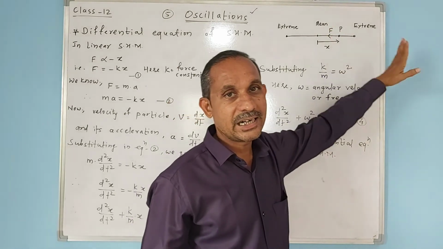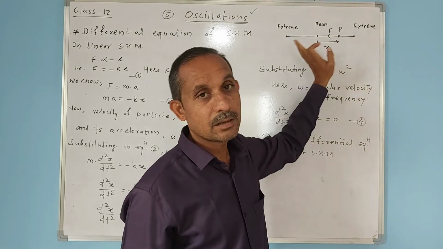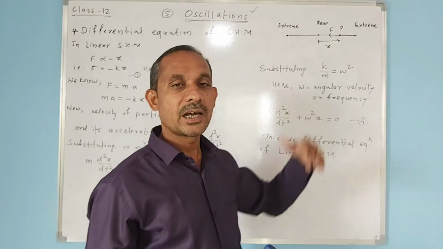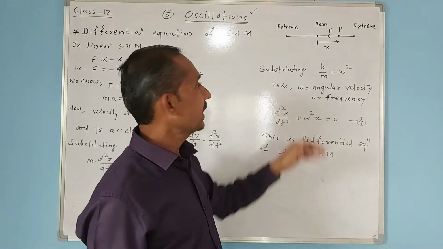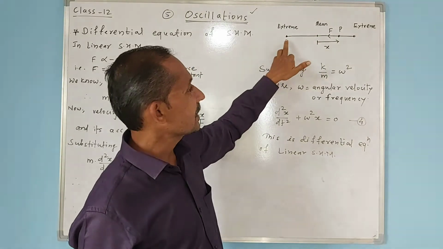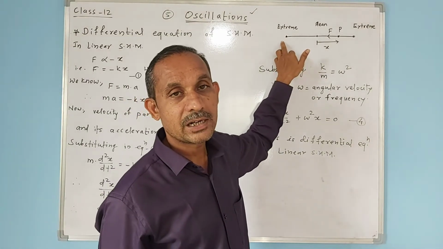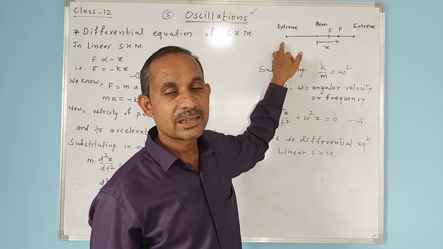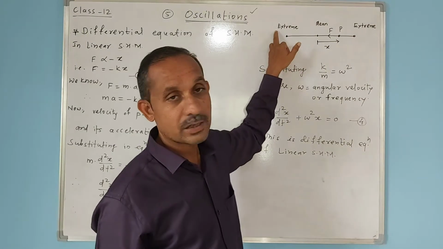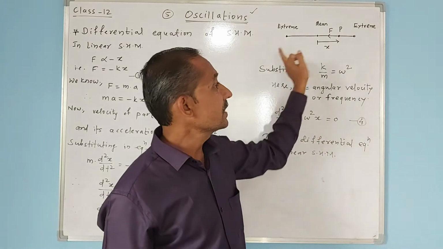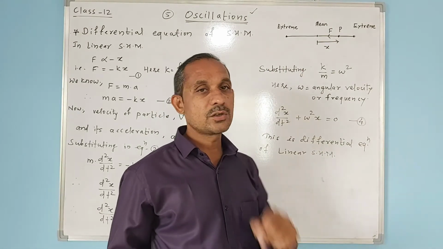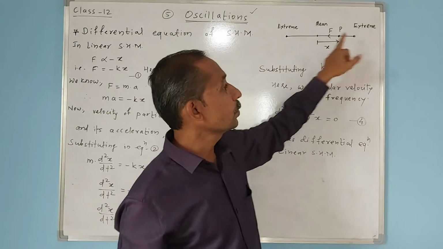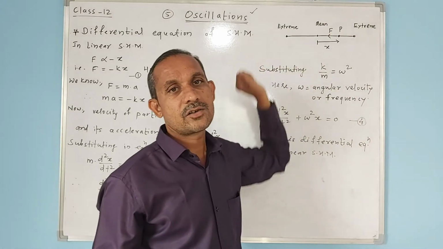While performing simple harmonic motion, this position at the right hand side where we get the maximum displacement is called the extreme position. On the other side, there is also a point where the particle shows the maximum displacement, and that point is also called an extreme position. So in simple harmonic motion, there is one position at the center called the mean position, and two positions called the extreme positions.